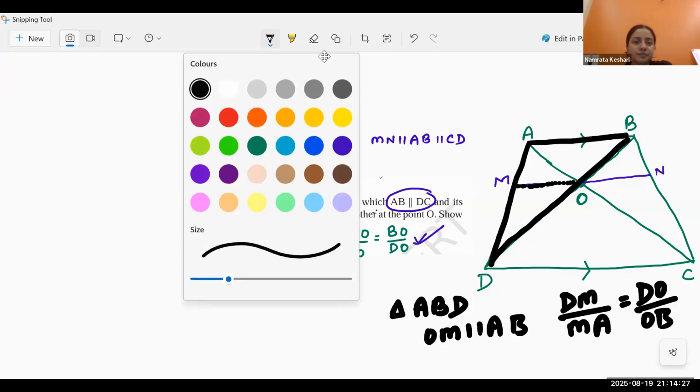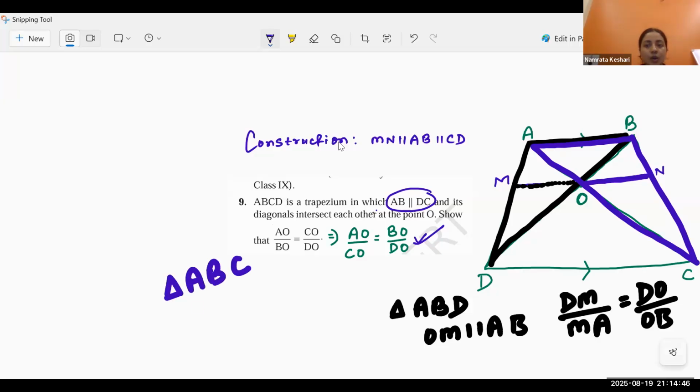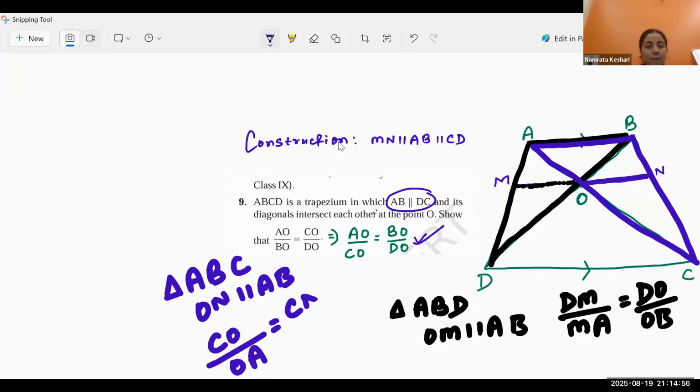Triangle ABC. Okay, you want to take the next triangle as ABC. And here also there is a line which is parallel, right? I am writing the ratio in triangle ABC. ON is parallel to AB. Hence, the ratio will be the same by BPT theorem. That is CO by OA is equal to CN by BN.